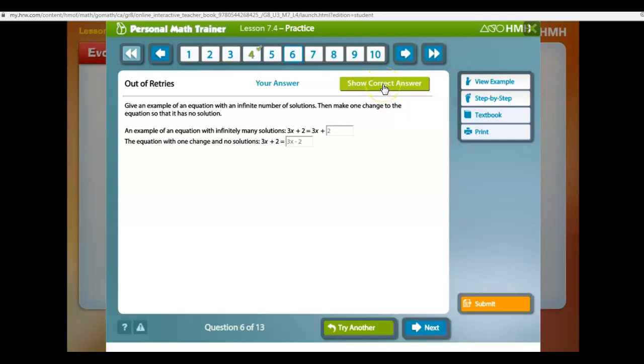Show correct answers. Okay, that's what they were expecting. They just left it as 3x. What I told you was correct. So they just kept it as just the 3x. They took away these things. Okay, so now you know.